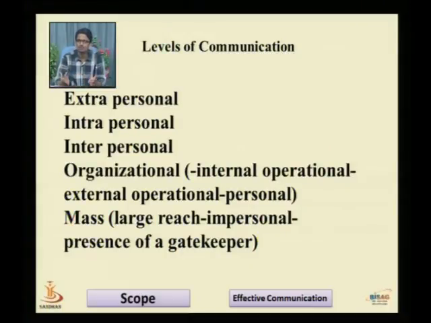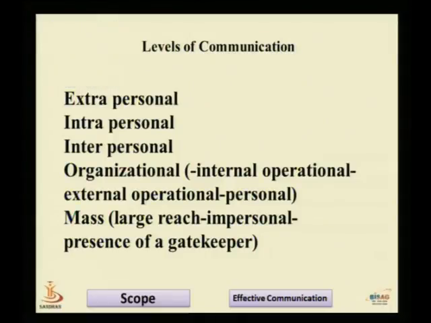So levels of communication. Now levels of communication, that means communication can take place at different levels. Now which different levels are there for communication? Namely it is extrapersonal, intrapersonal, interpersonal and organizational.